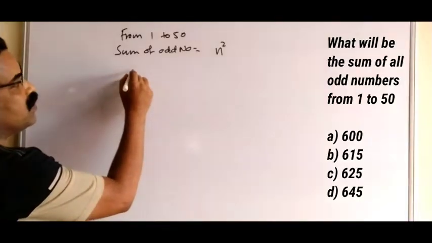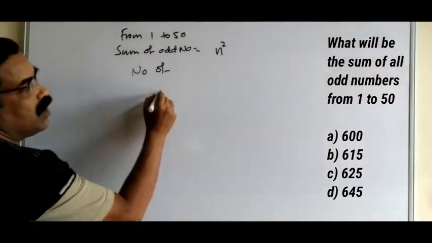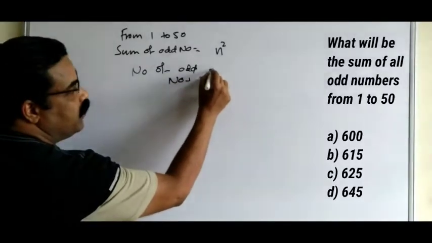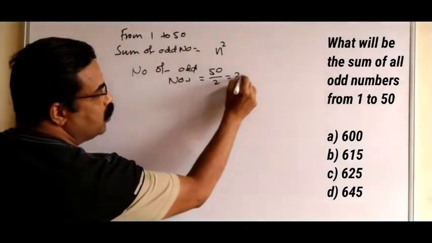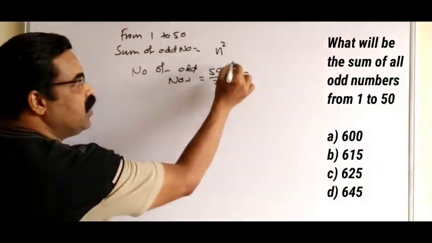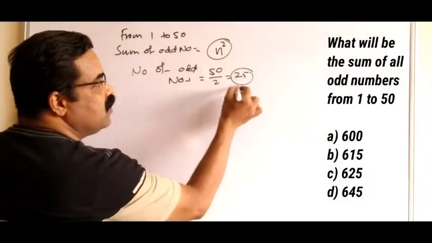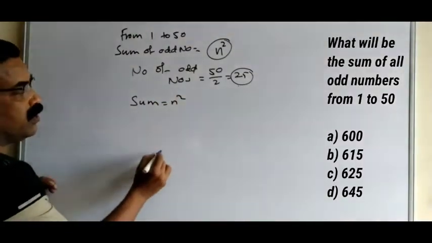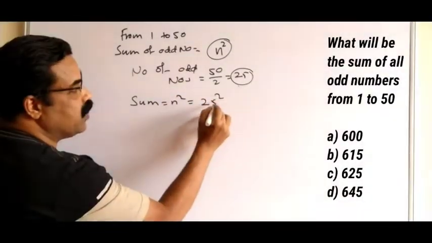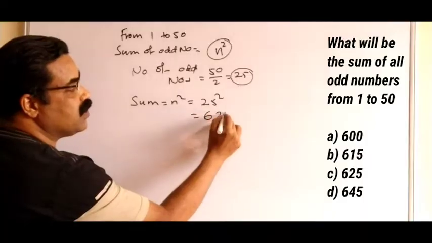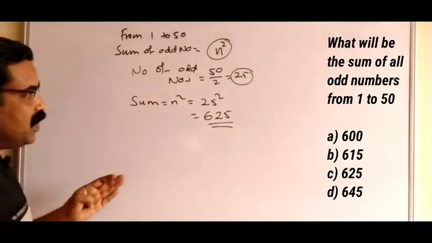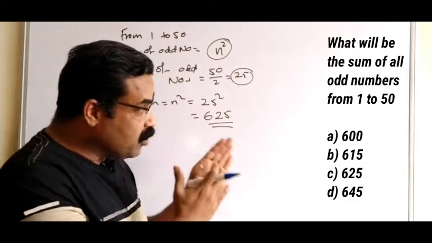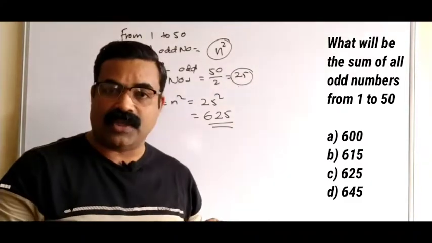So the number of odd numbers is 50 by 2, equal to 25. So this 25 is n. We want the sum, and the sum is equal to n square. That means 25 square, and 25 square is 625. So this is the answer. Accordingly, we can mark the correct option. For this particular question, 625 is the correct option.